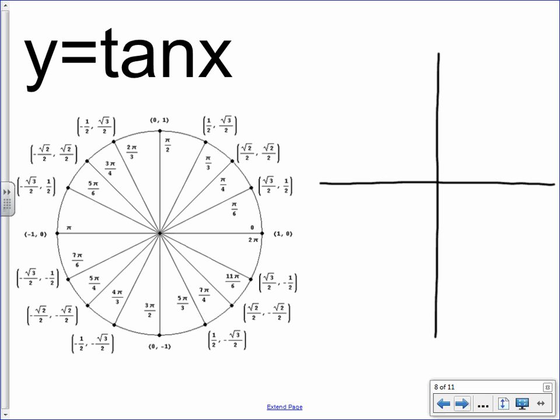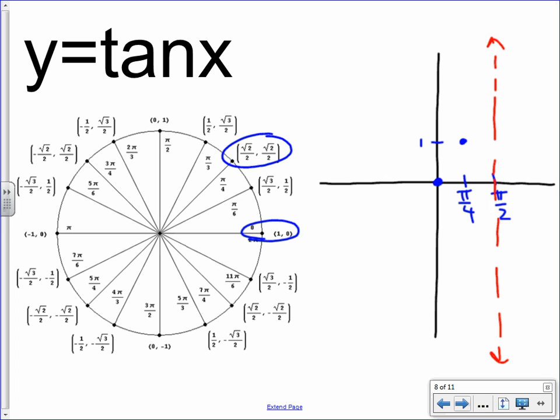We'll start here at 0. What's the tangent at 0? What's the tangent at pi over 4? What's the tangent at pi over 2? Undefined. So what's happening at pi over 2? Oh, we have an asymptote. Okay, so we kind of hit, not a dead end, but we hit an asymptote.